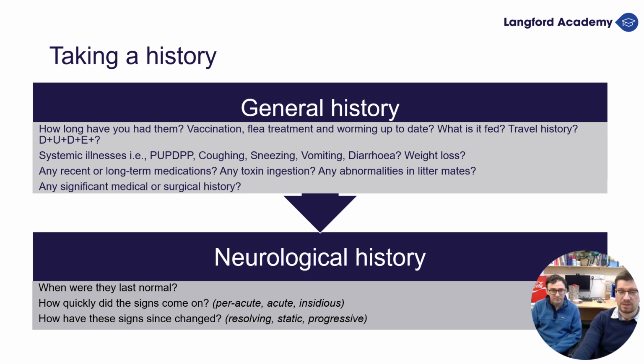And then with regards to the neurological history, the main important factors are when the animal was last normal, how quickly these signs came on, i.e. whether peracute, acute or insidious, so like a chronic, slowly progressive disease, and how they've changed since the owners noticed them. Is it progressively getting worse? Is it static or is it slowly getting better?